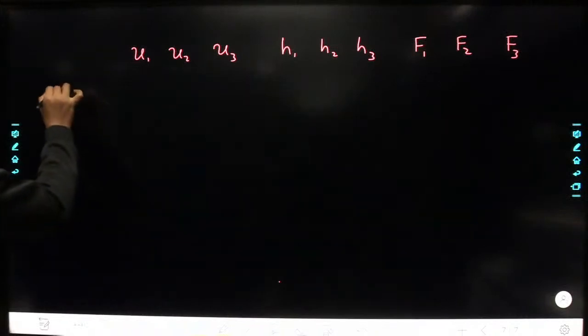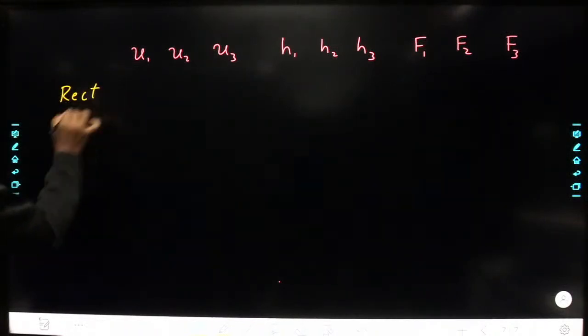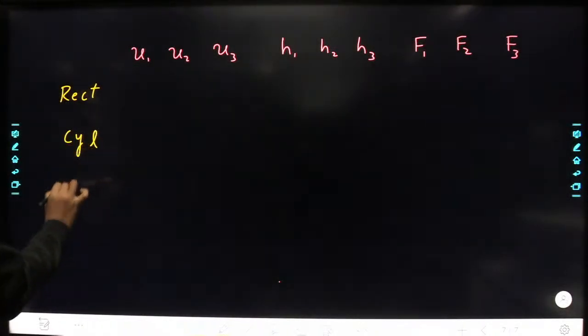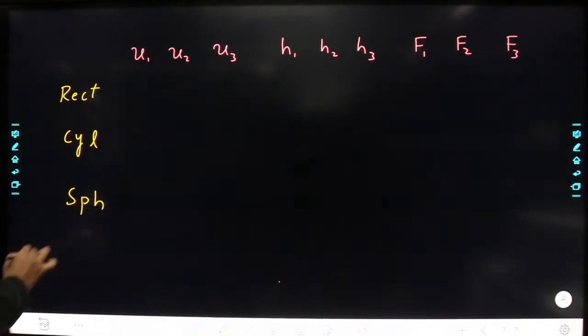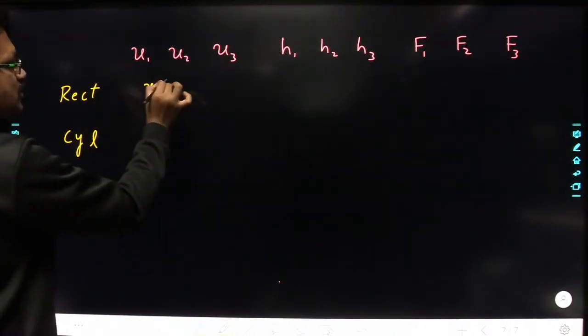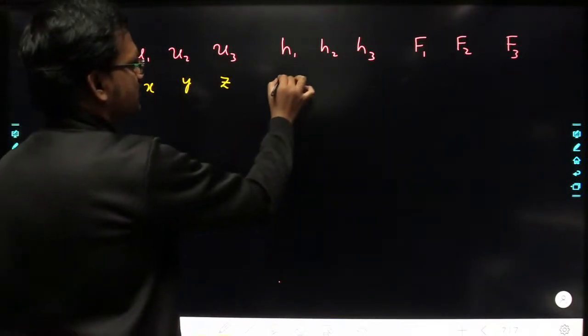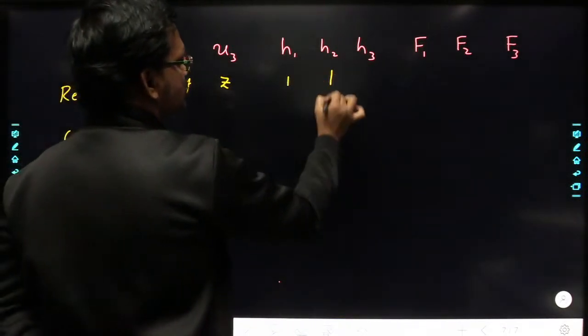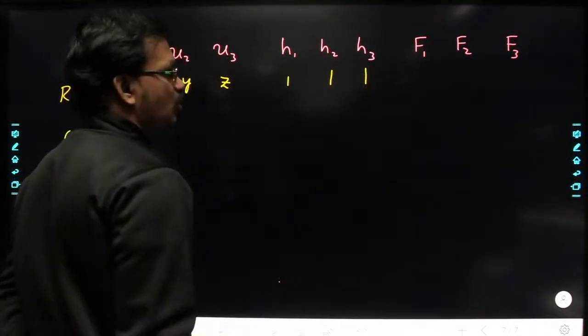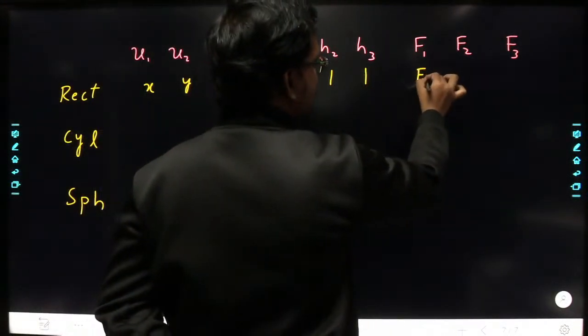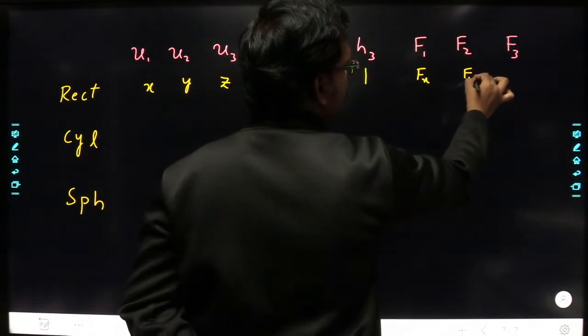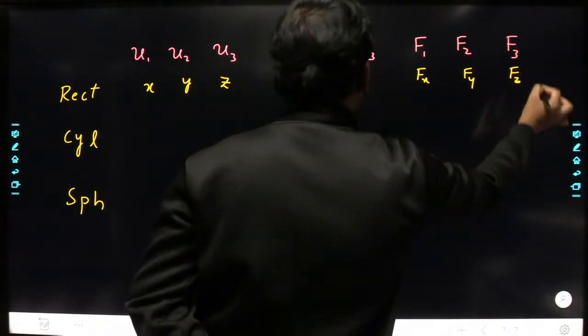So here write down for rectangular, and then cylindrical, and then spherical. In rectangular, the coordinates are nothing but x, y, z. And h1 is 1, h2 is 1, h3 is also 1, f1 is Fx, f2 is Fy, f3 is Fz.